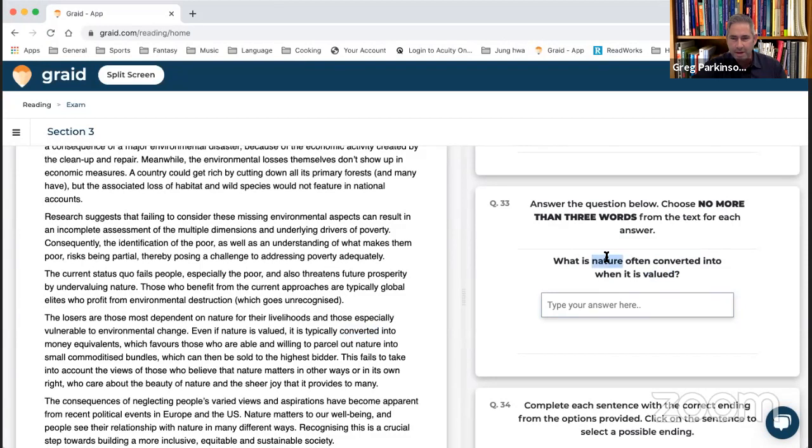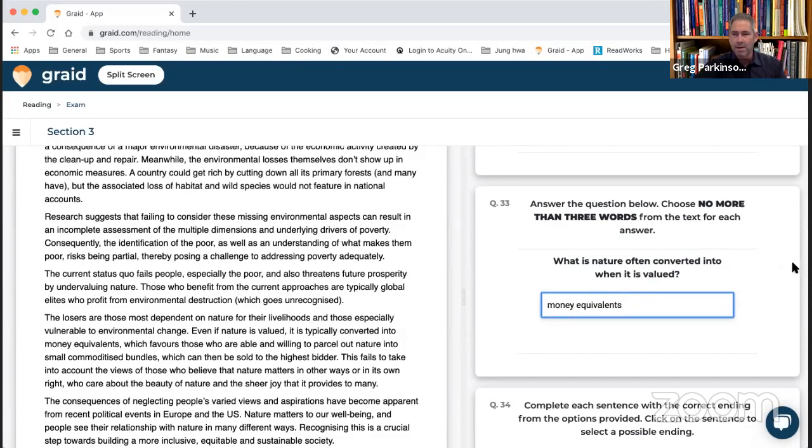So we can see nature and nature here, and then we have the word converted, right? So I'll read the sentence out beginning even. Even if nature is valued. So straight away, this tells me that this must hold the answer. It is typically converted into money equivalents, right? So what is nature often converted into when it is valued? And here we're going to answer money equivalents.